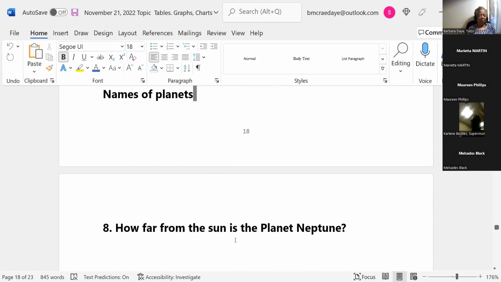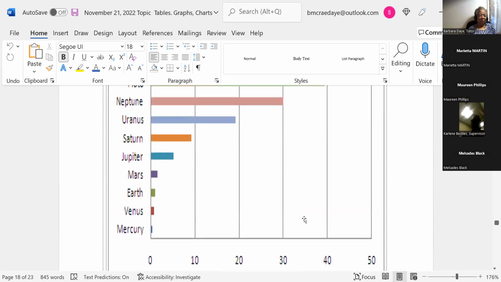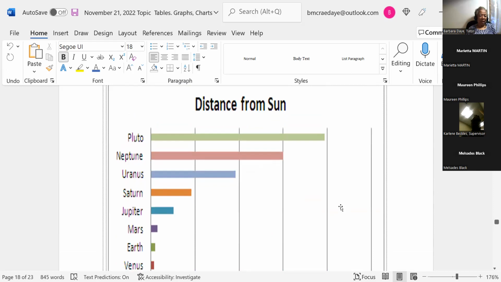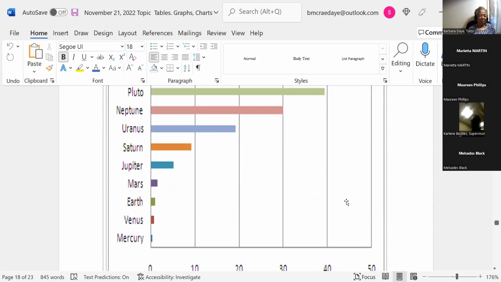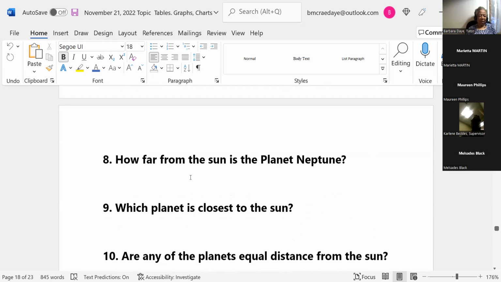Okay. How far from the sun is the planet Neptune? Let's go back up to the graph. Look at Neptune. How far is it from the sun? It's 30. 30 right here. You see that? And you come down here, that's 30. So how far is Neptune from the sun? 30. All right. So we put 30.